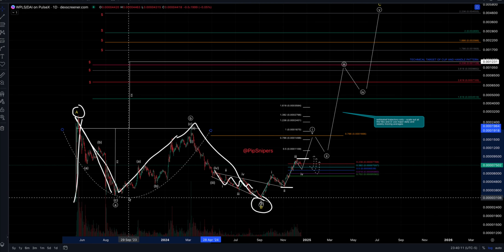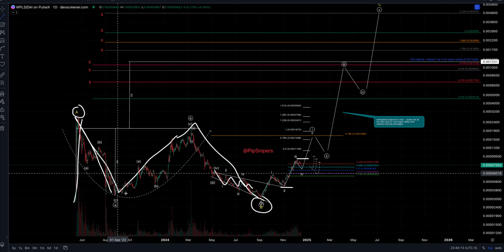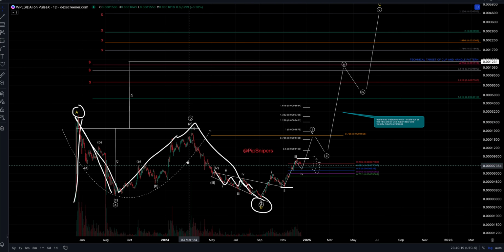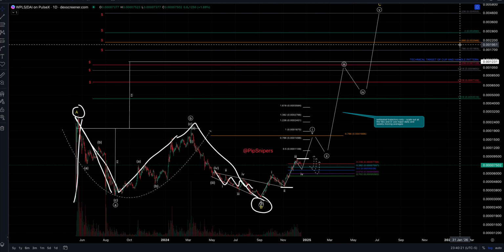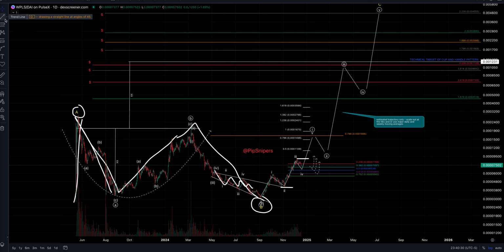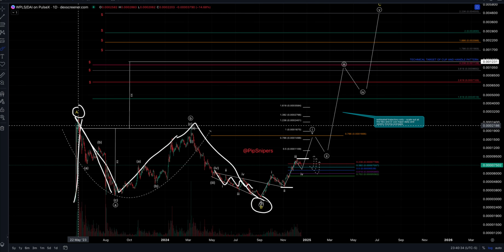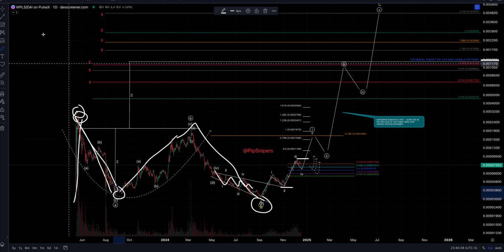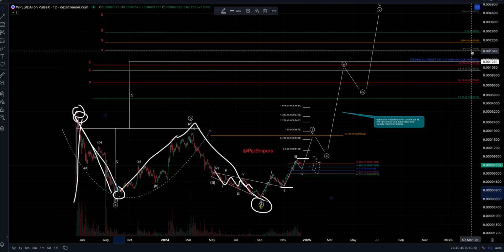If you just take a measurement from this low up to the high, if we were to just flip this structure on its head, we would come to around here at 201231, which would be the 423.6% fib measured from our May 2023 high down to this low. Let me see here.